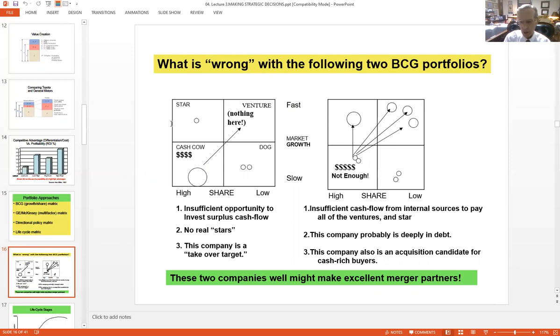And so based on whether a product or a company is in a slow growing market with a high market share, or a slow growing market with a low market share, or a fast growing market with a low market share, or a fast growing market with a high market share, different consequences will occur and different strategic priorities will be required.